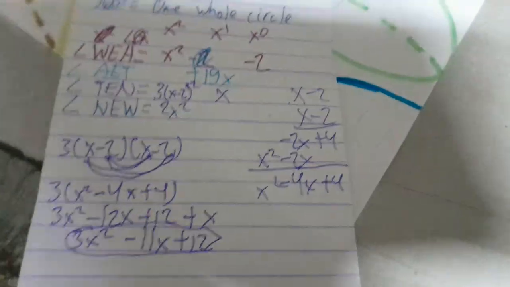None. It's just 19x. So 19x. For the blue angle, that's angle NEW, 2x squared is here. And then the last one is the most complex. Remember, this is the final form: 3x squared minus 11x plus 12. And that is the angle TEN. So what is our x squared? 3x squared. What is our x coefficient? Negative 11x.